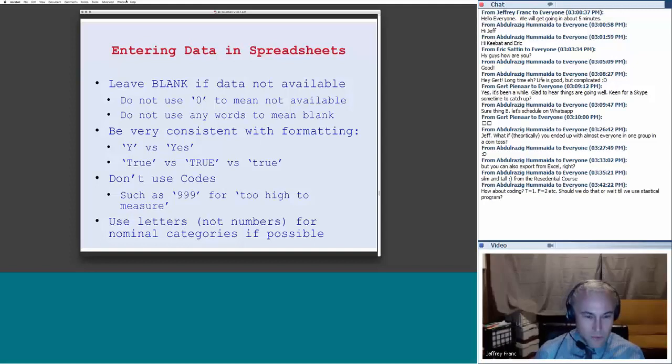Don't use codes. Don't use 999 to mean too high of a measure. Don't use 1 to equal true and 2 to equal false.